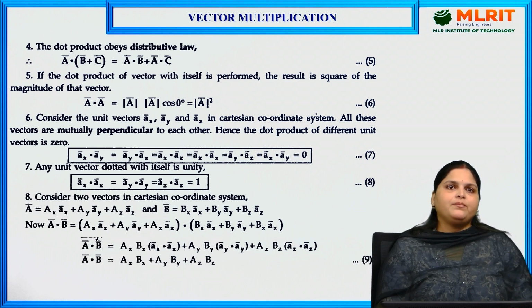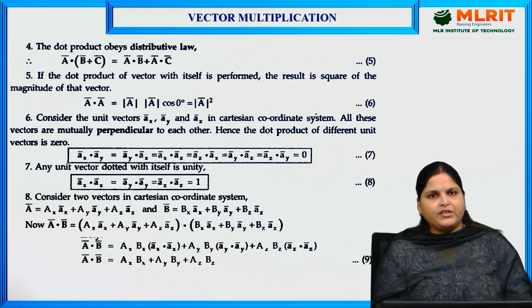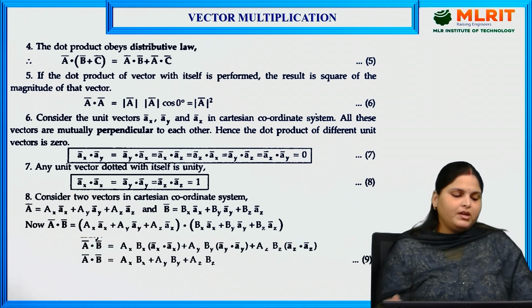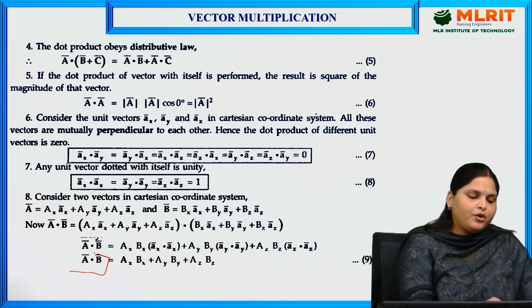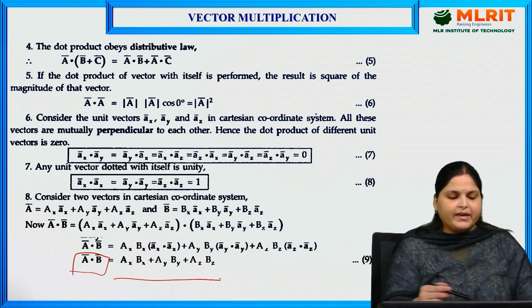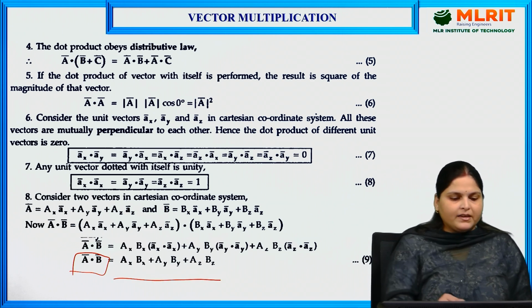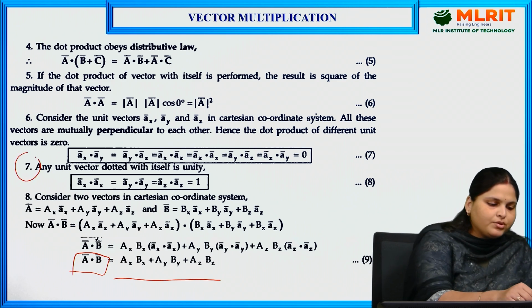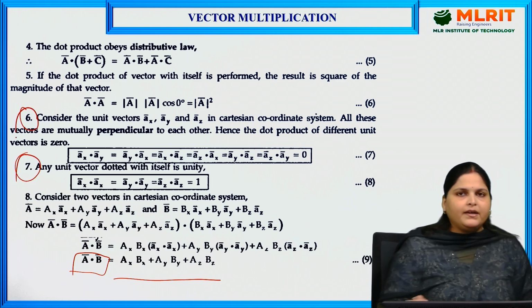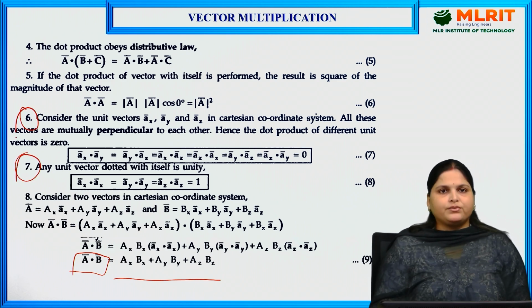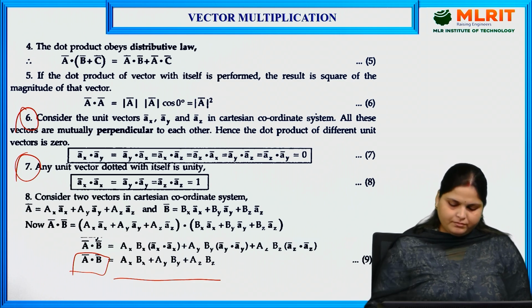Another property: if we have two vectors in the Cartesian coordinate system, their dot product will be A dot B is equal to AX BX plus AY BY plus AZ BZ. And we get this equation by law number 7 and law number 8.